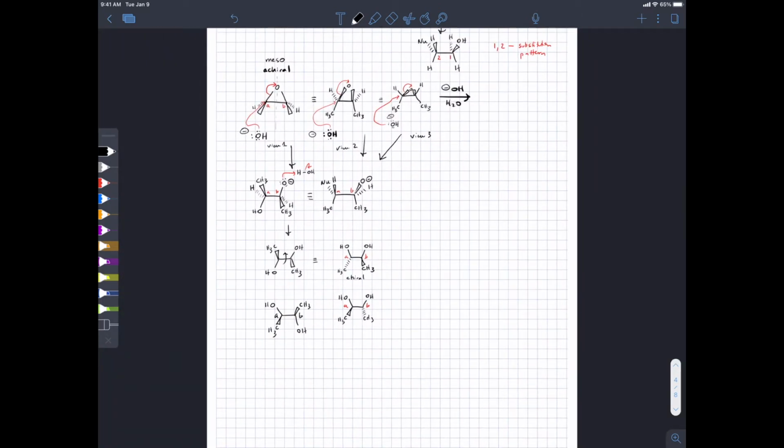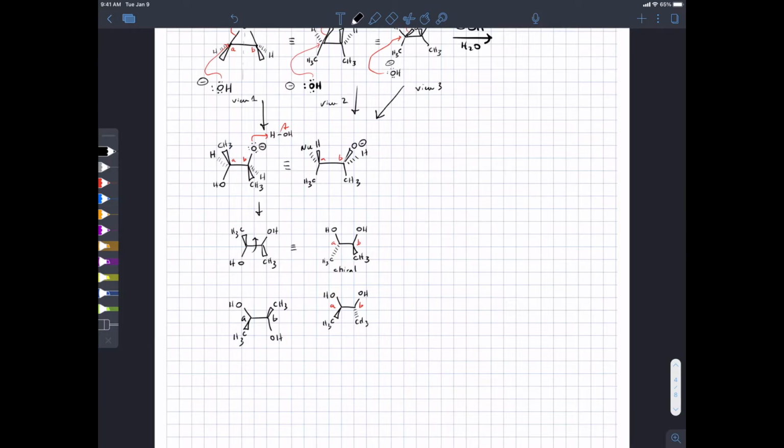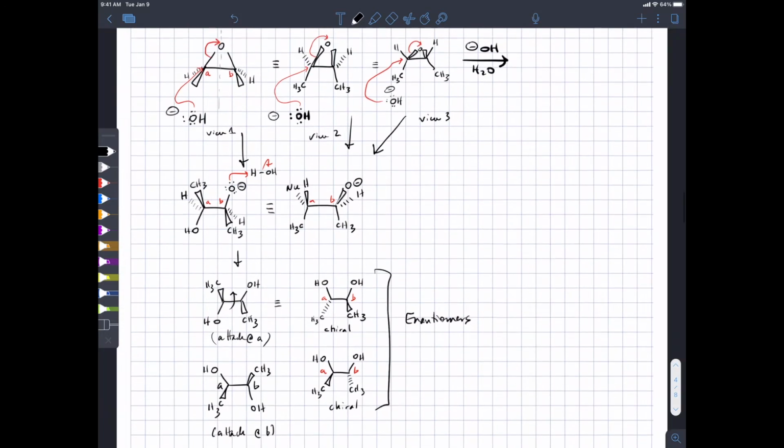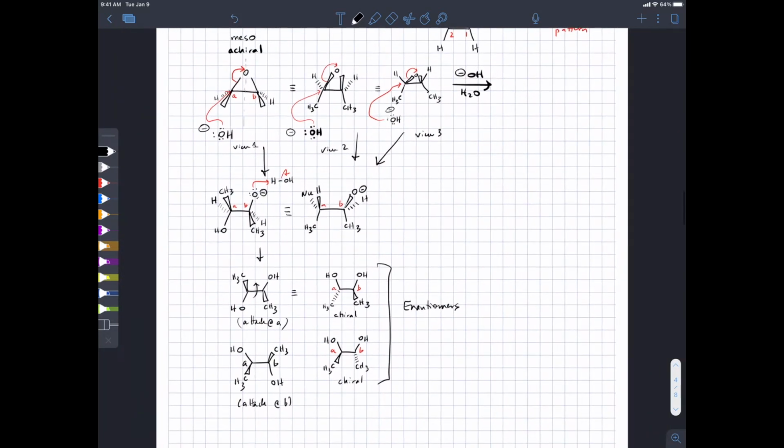Is that if the nucleophile attacks B instead of A? Exactly. Yeah, we get the other enantiomer from attack at B instead of attack at A. So you take the meso starting material and you open it up with OH minus and you get a 1-to-1 mixture of enantiomers as your product. So you have to be able to follow through the stereochemistry of your epoxide starting material down to the correct stereochemistry of your products.